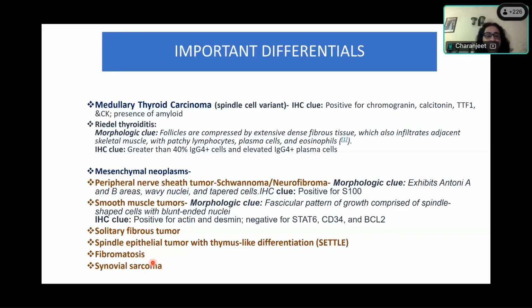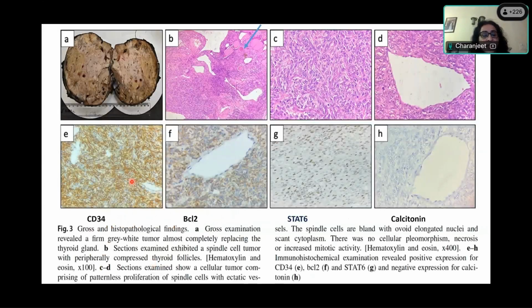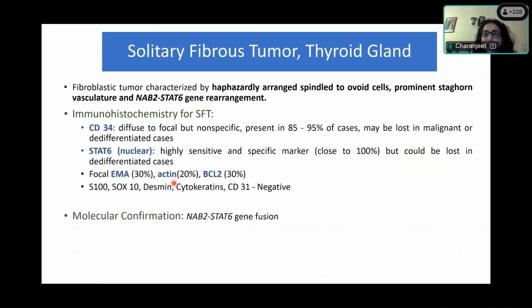Now this is a case of solitary fibrous tumor. Here IHC was also done. It is CD34 positive, as you people told in the beginning, BCL2 positive, and a very important marker is STAT6. This case is calcitonin negative, so you have ruled out medullary carcinoma. STAT6 is a marker for solitary fibrous tumor. STAT6 is positive, and in addition CD34 and BCL2 are also positive. So this is a case of solitary fibrous tumor.